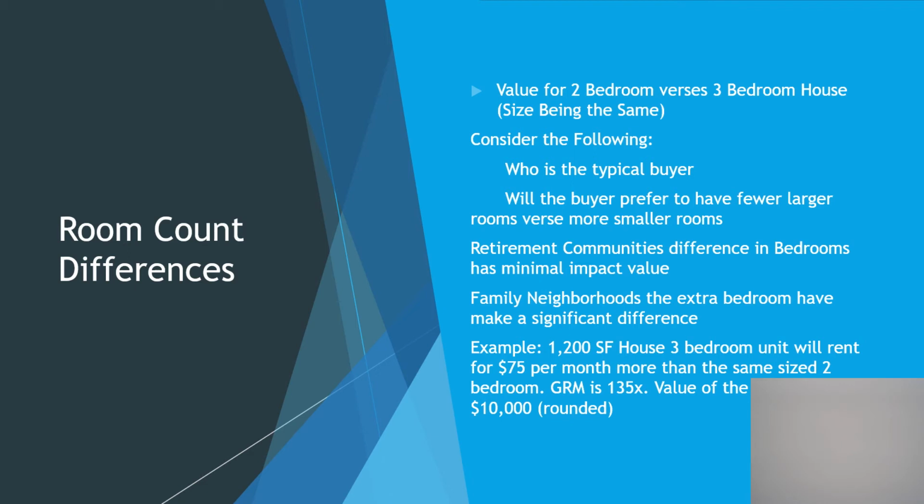Homes in retirement communities may prefer to have fewer bedrooms but larger living spaces, whereas homes in a family neighborhood may prefer to have more private space in the bedrooms. The key on this is to determine who the buyers are and what their preferences are, and make sure that appropriate analysis is made when the bedroom count is relevant.